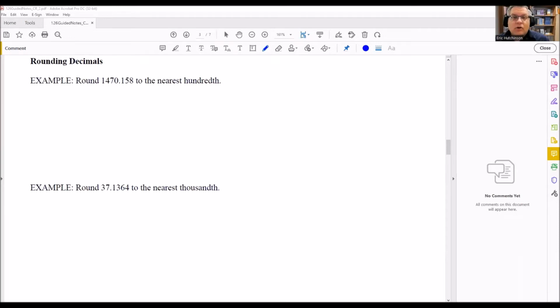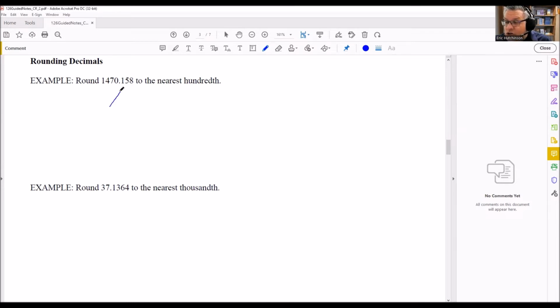Let's talk about rounding decimals. The most important thing about rounding decimals is understanding the names of each of the decimal places that you see here. It's saying round to the nearest hundredth on this problem, so we have to know what position that is.